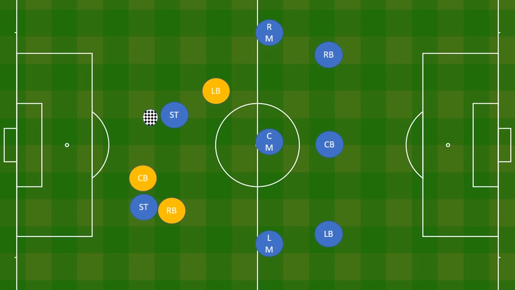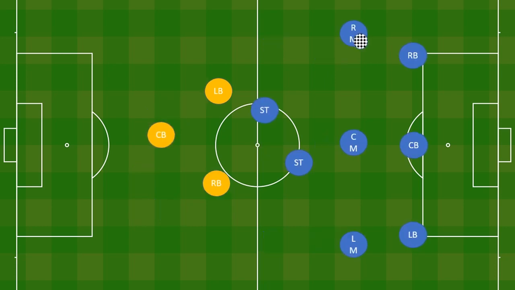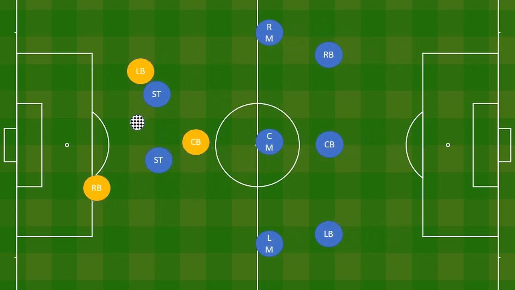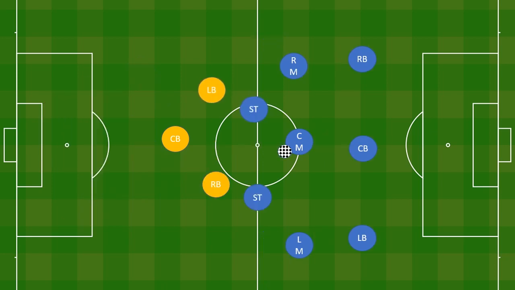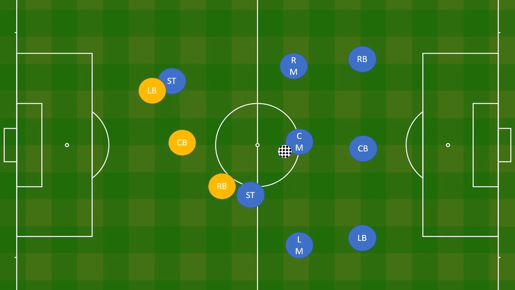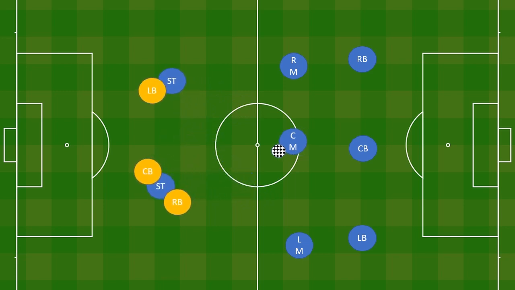Again, the more movement by the strikers, the better opportunity we are going to have to disrupt the defense and get them off their line. Here you can see they don't have a line, they're all over the place. We are less predictable. We could also use the strikers as a way to distract the defense so that the mids can come up the channel and put the ball on net.